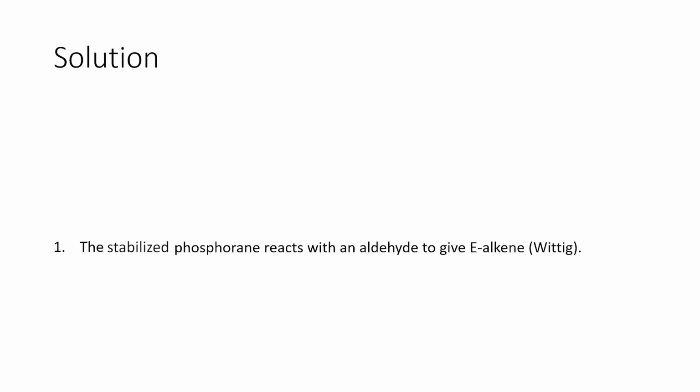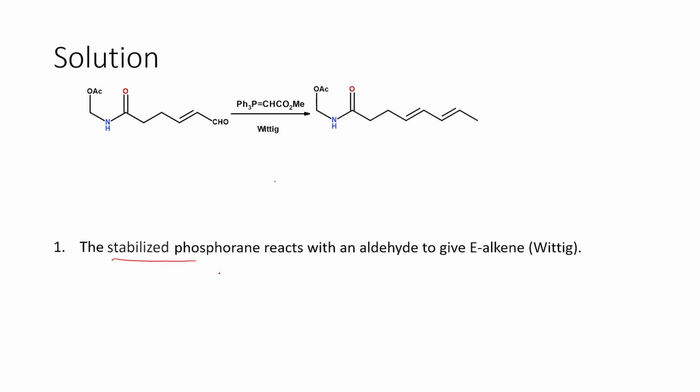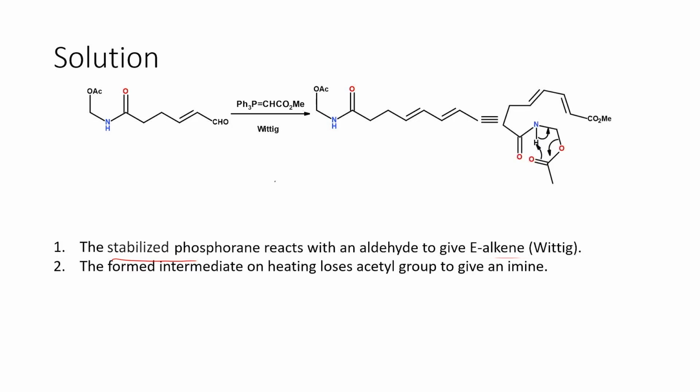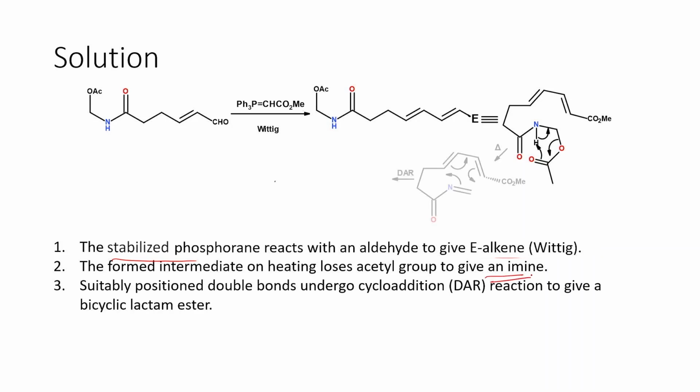Let us work out the solution. Here a stabilized phosphorane is used in this particular reaction, so that leads to an E-alkene. So the first step is the E-alkene formation. This is now treated with the, this loses the acetyl unit. This is the most crucial thing happening in this reaction. So that gives an imine derivative as shown here.